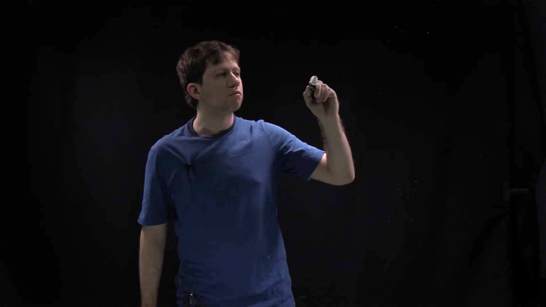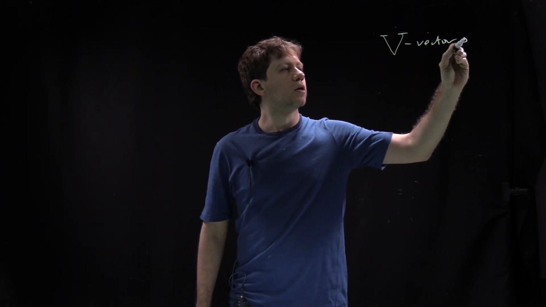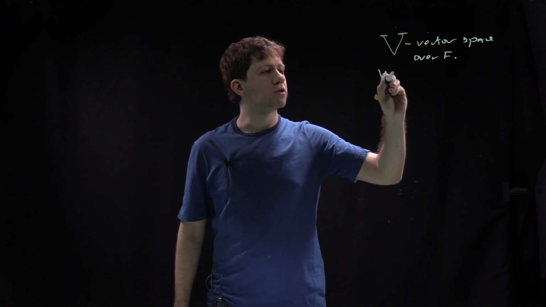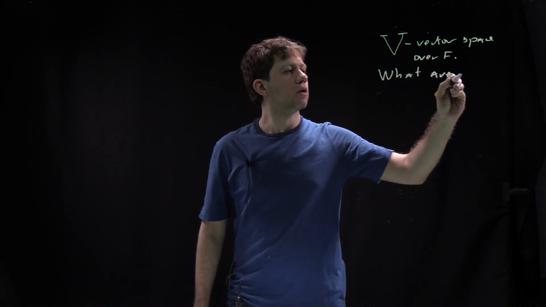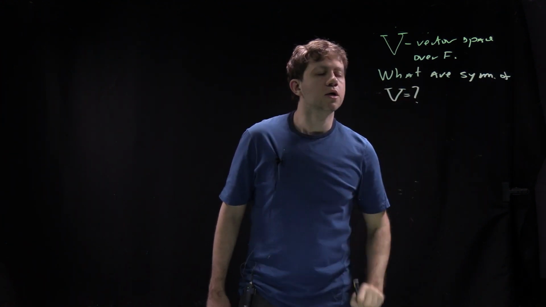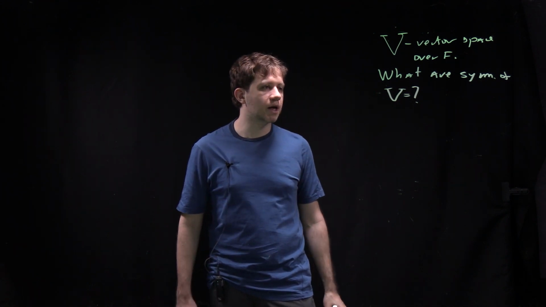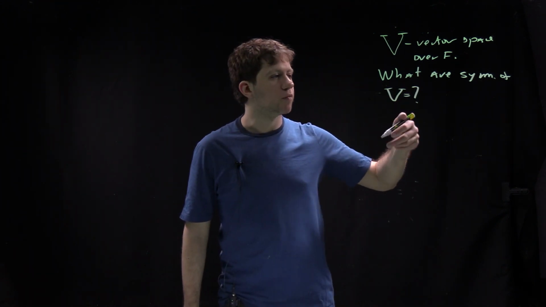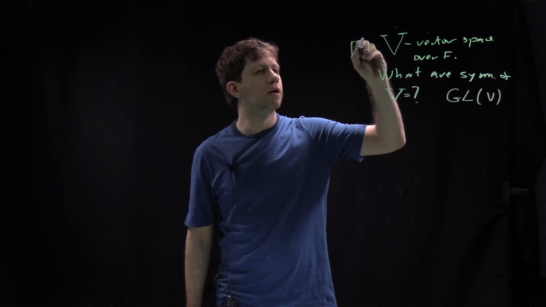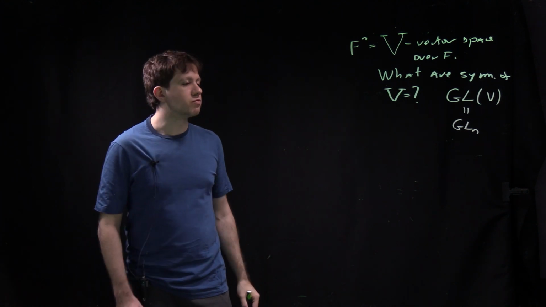Okay, so let's again look at a vector space V. So V is a vector space over F. So what are symmetries of V? I mean, of course, that depends on what structure you put there, but you can say, okay, symmetries of V are linear transformations, and we have this group GL of V, and if I imagine that's just Fn, this will be GLn. We already discussed that. That's a group of symmetries.